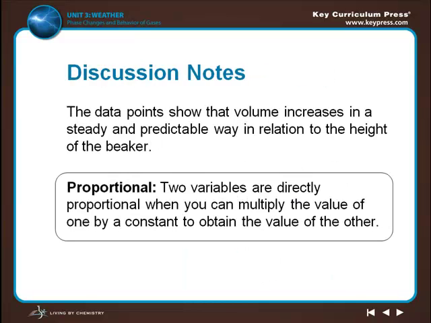Now, what you saw in this activity is that volume increases in a steady and predictable way to the height of the beaker. This is what is called a proportional relationship. Proportional says two variables are directly proportional when you can multiply the value of one by a constant to obtain the value of another.